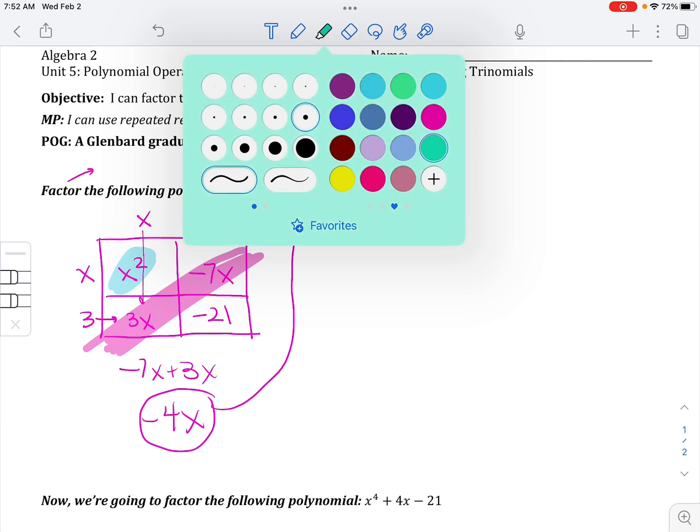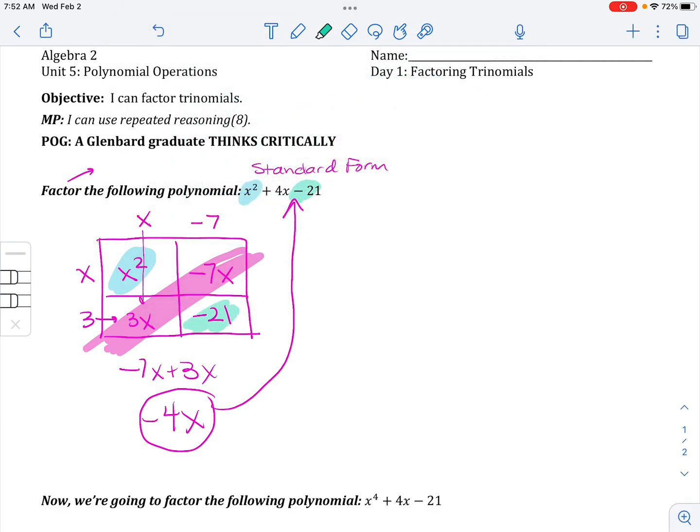This corner piece, negative 21, matches the negative 21 at the end. So I want to make sure that this diagonal here matches this number exactly. In this case, it's pretty darn close, but not quite right, like something is off. And I think it's because I put the minus sign in the wrong spot. So I'm just going to change that minus sign from here and place it here. And that will just change this 7x to a positive 7x and this 3x to now a negative 3x.